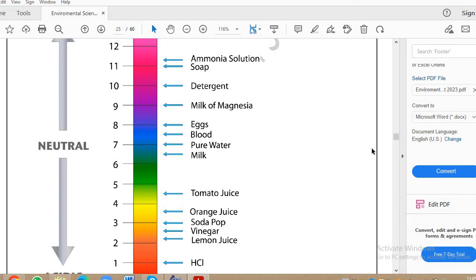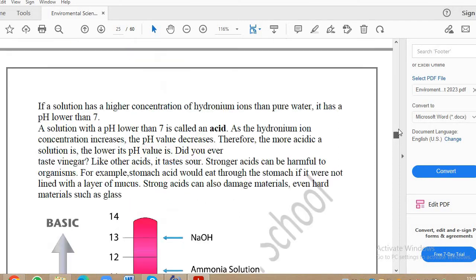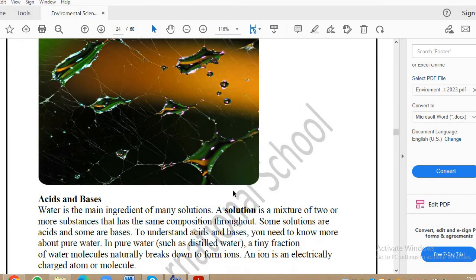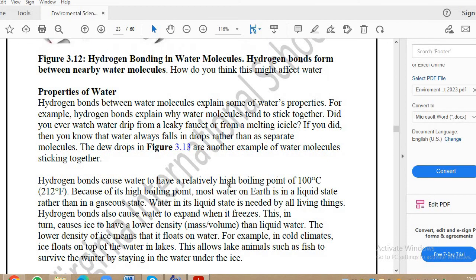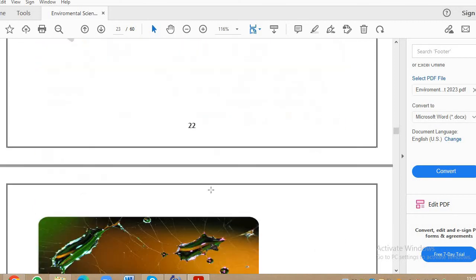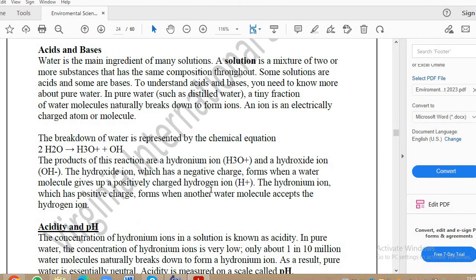There's a functional group that's found in each one: H+ in the acid and OH- in the base. So for something to be acidic, it has to have this H+ functional group, and it has another property, and it's called acid.